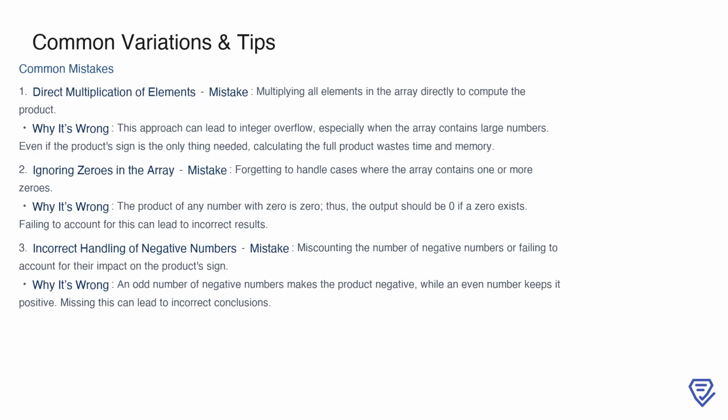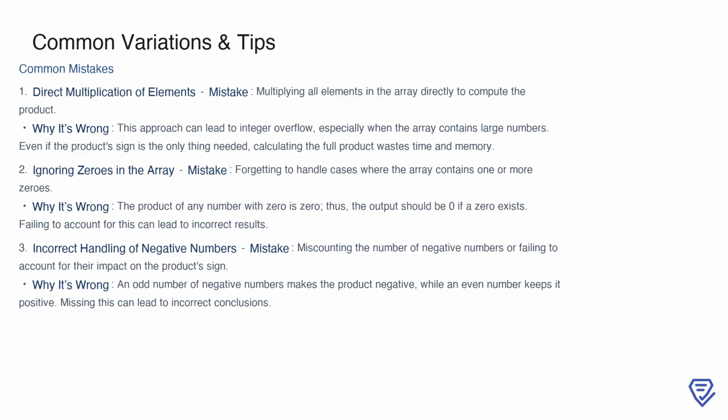When solving this problem, there are a few common mistakes that can lead to incorrect results. One major error is directly multiplying all the elements in the array to compute the product. This approach can cause integer overflow, especially when the array contains very large numbers. Even if you're just trying to determine the sign, performing the full calculation is unnecessary and inefficient.